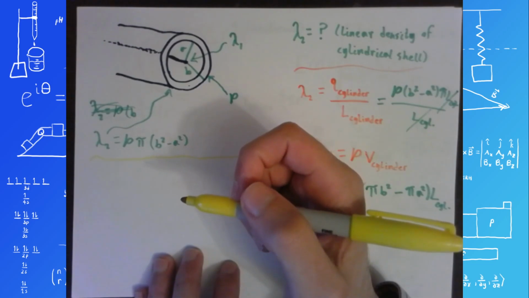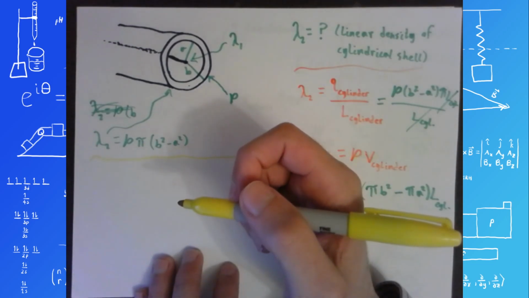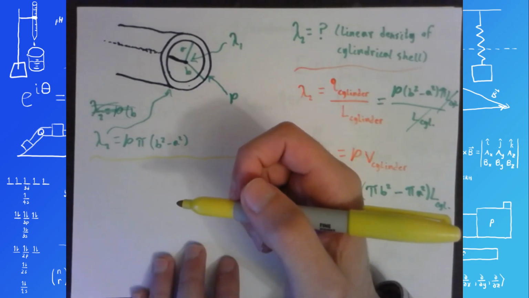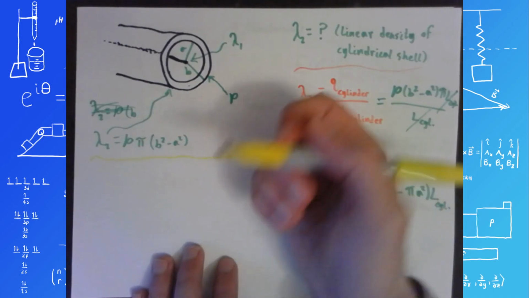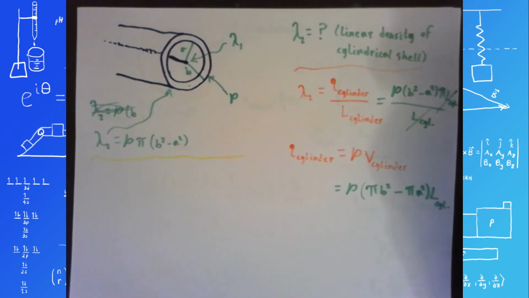Okay, for our Gaussian surface we're going to use a cylinder for reasons that are probably obvious by this point. The symmetry of a cylinder is advantageous in situations like this.